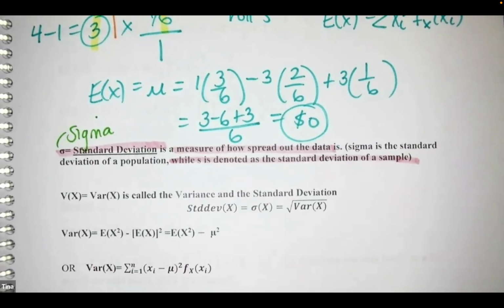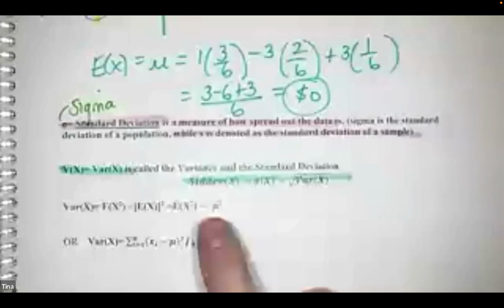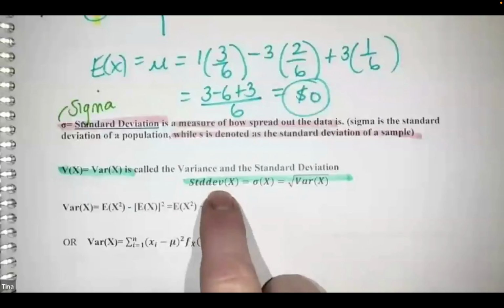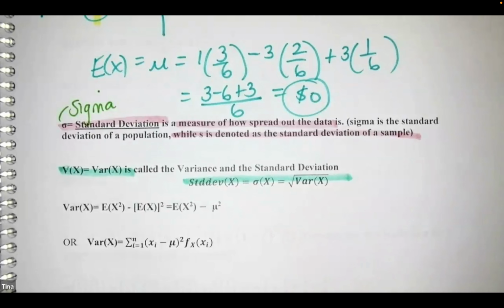And people use V or VAR for variance. And some people, instead of using the sigma, so in your notes, they kind of put both. They talked about standard deviation, STD DEV, right? That's the same as sigma. And to find your sigma, you're always going to take the square root of your variance, okay? Square root of your variance.